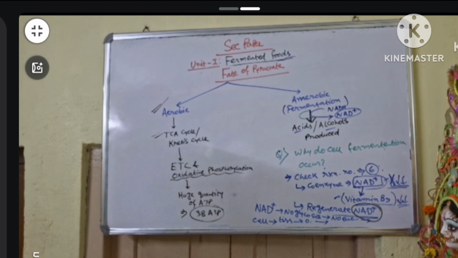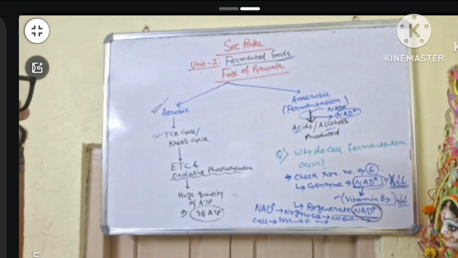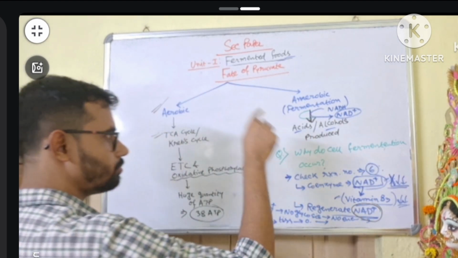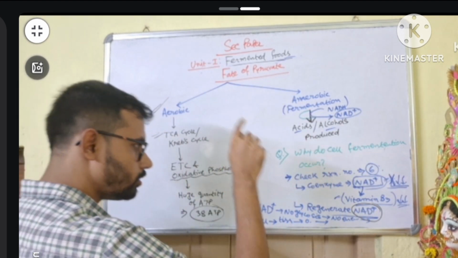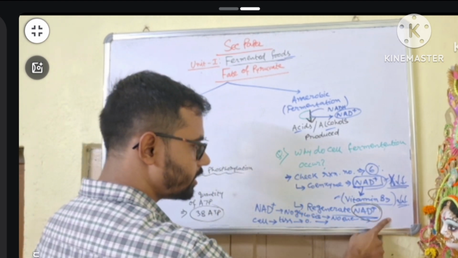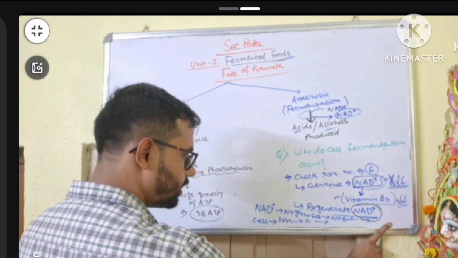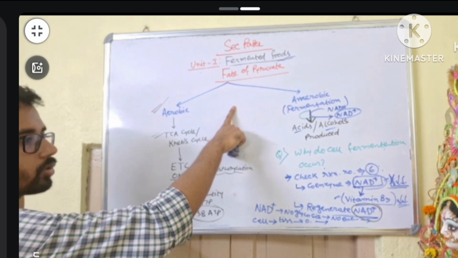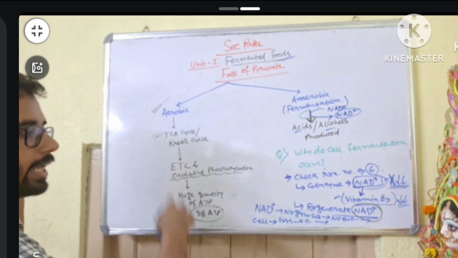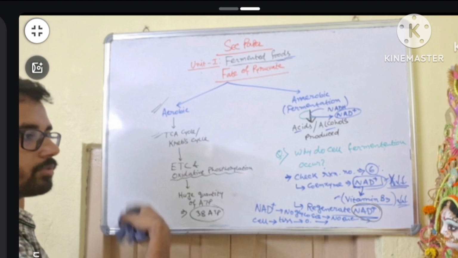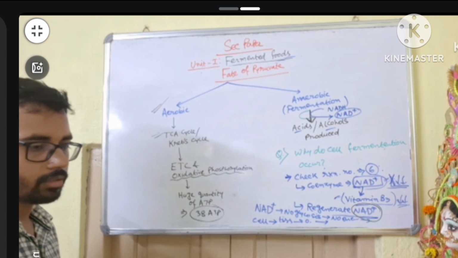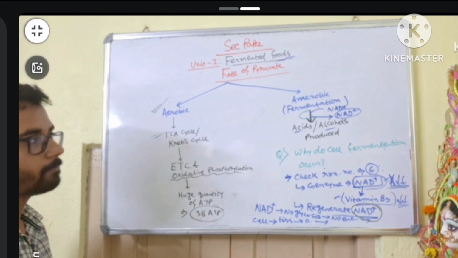Fermentation types. So why do cells need fermentation? Because cells need NAD plus regeneration. Without NAD plus regeneration, no further glycolysis happens, which means no glucose is converted. Ultimately, the energy production steps will not be completed, and that means the cells will die later on.